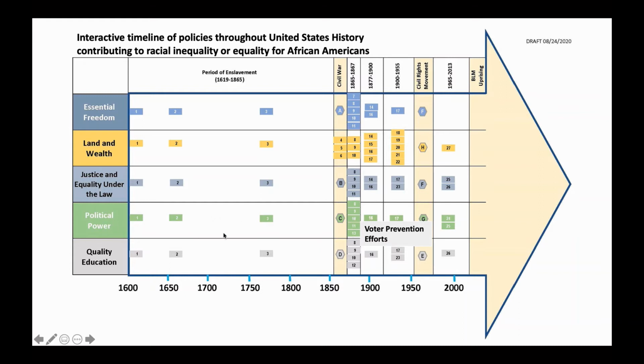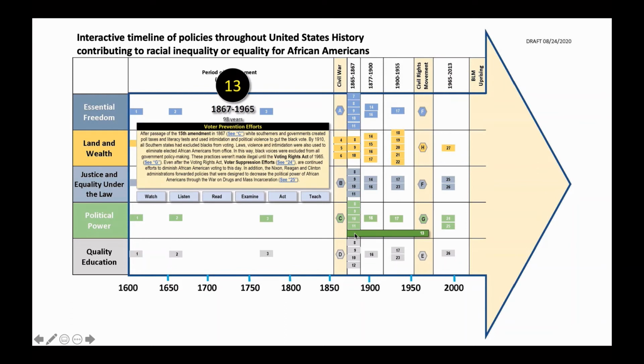Clicking on any of these policies, for example number 13, a bar pops up showing the length of this particular program, as well as a summary providing an introduction to this policy. The summary also provides links to other policies that are interrelated, as you can see here. This allows you to navigate between these interrelated policies and gain a better understanding of the history of attempts to undermine or support racial equality in the area of political power.